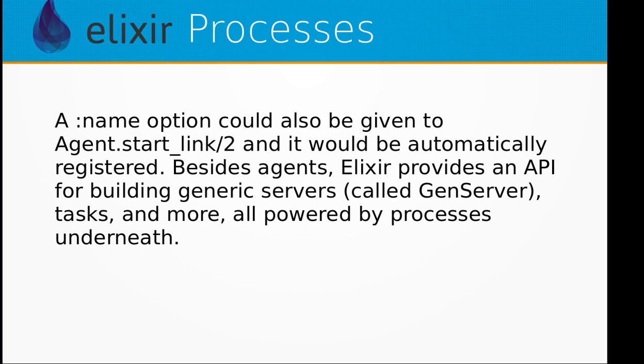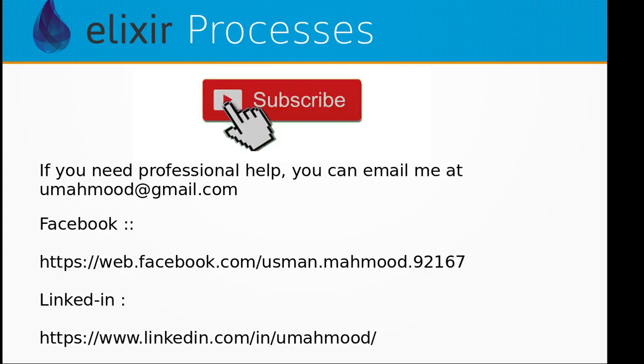A :name option could also be given to Agent.start_link and it would be automatically registered. Besides agents, Elixir provides an API for building generic servers called GenServer, tasks and more, all powered by processes underneath. This was all about the processes in Elixir.